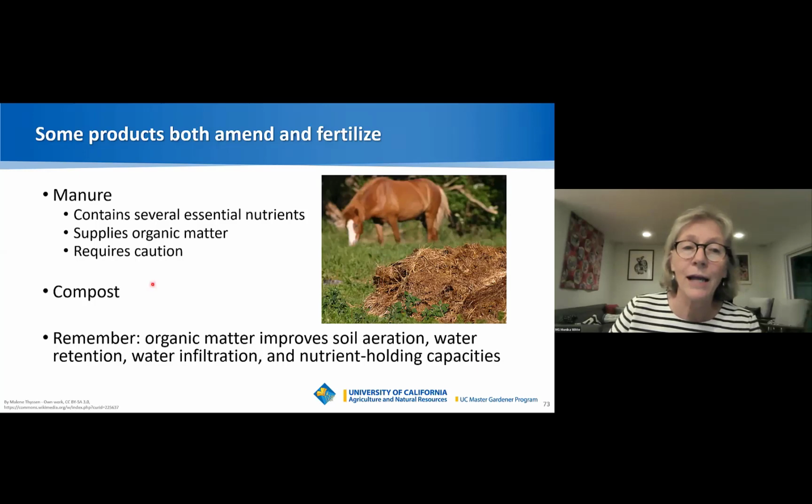And remember, compost also is a product that can both amend and fertilize. And both of these will provide good qualities to the soil. They'll improve soil aeration, water retention, water infiltration, and nutrient holding capacities.